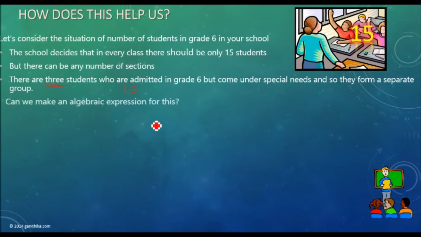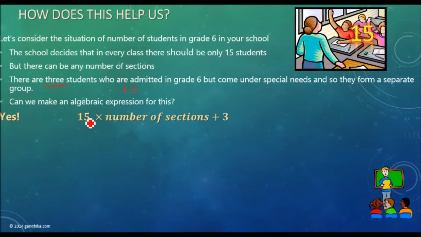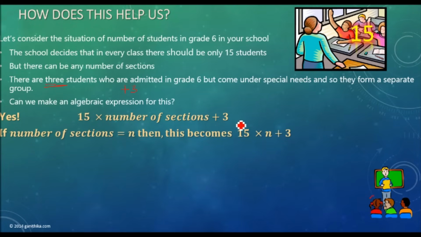Can we make this into an algebraic expression? Yes, of course. Number of students: 15 times the number of sections plus 3 would be the total number of students in grade 6. Fine. So however many sections you have, each section has 15 students. So you multiply them and then add the remaining 3, the 3 member group here, so that you'll get the total number of grade 6 students. If you call the number of sections n, then the expression becomes 15 times n plus 3, which you have already seen.